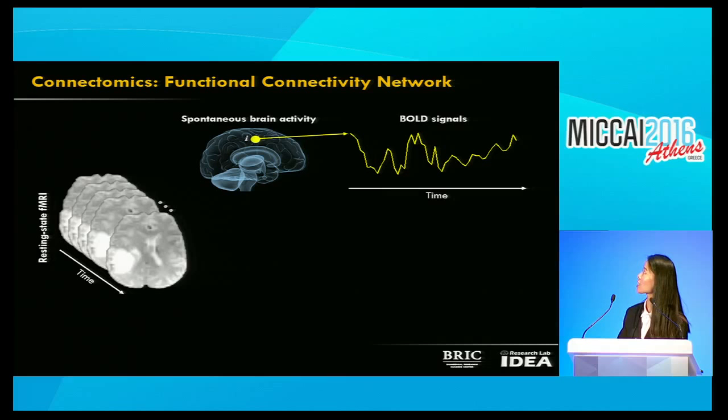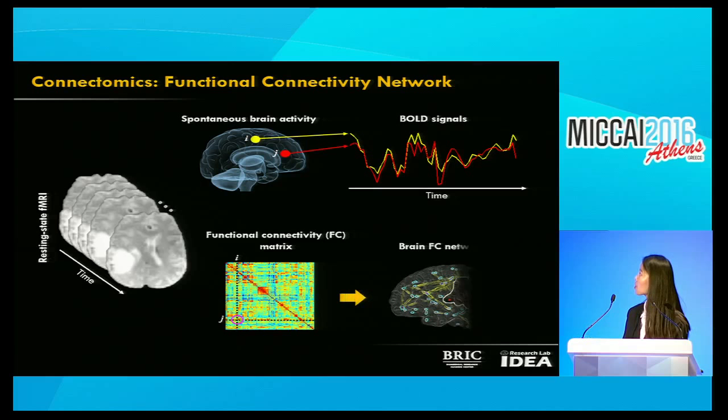For example, if this BOLD signal is from brain region I and this BOLD signal is from brain region J, then the functional connectivity of these two brain regions can be measured by the correlation of these two BOLD signals. This value corresponds to one element in the functional connectivity network. The functional connectivity network can be computed by calculating the correlation of each pair of brain regions. This network reflects how our brain regions interact with each other. Actually, there are many methods to measure functional connectivity networks. In our study, we have two different methods to measure the functional connectivity network.